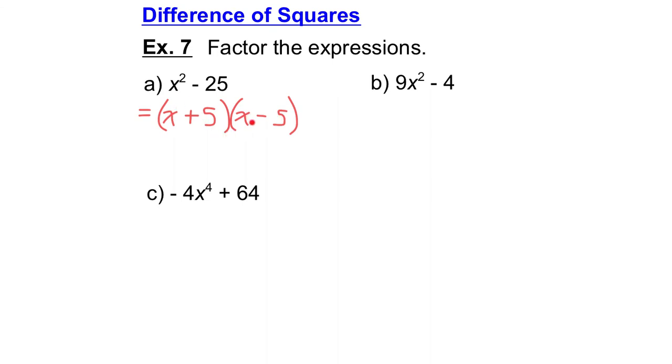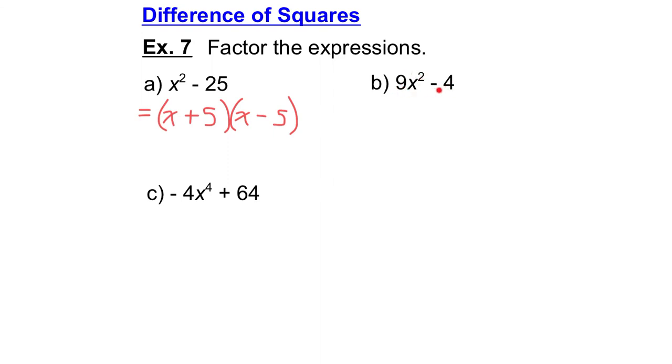Minus 5x plus 5x, well, that's 0. 5 times minus 5 is minus 25. So I have x squared plus 0 minus 25, which is just x squared minus 25. Okay, now we look over here.